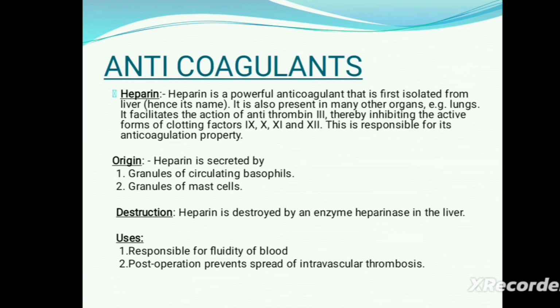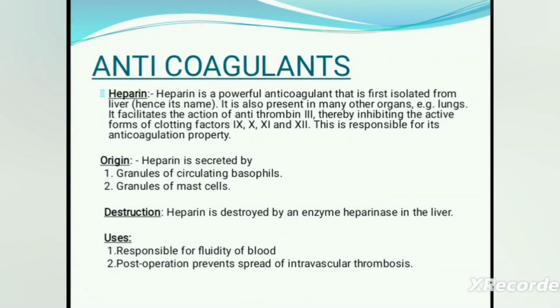What are the main actions of heparin? It facilitates the action of antithrombin 3, thereby inhibiting the active forms of clotting factors 9, 10, 11 and 12. It is also responsible for anticoagulation property. What is the origin of heparin? From where has it been secreted? It is secreted mainly by the granules of the circulating basophils and the granules of the mast cells. Heparin is mainly destroyed by an enzyme called heparinase which is present in the liver.